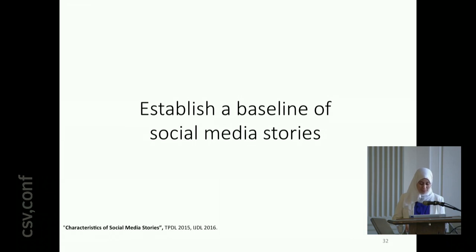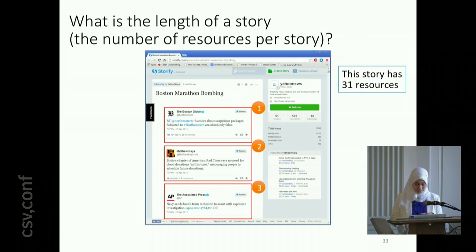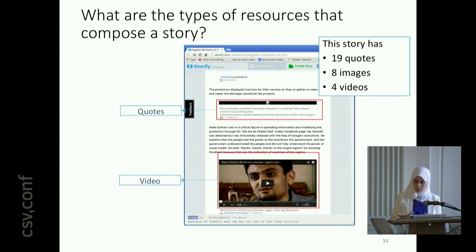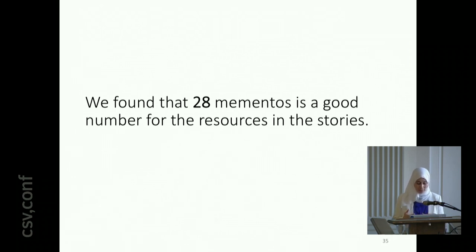First, establishing a baseline of social media stories. We grabbed thousands of stories from Storify, and we defined the popular ones based on their views over the time they have been on the web. Then we measured the length of these stories and the types of resources in them, to get a template of how people generate stories on social media. The summary is that 28 pages for a story is a good number. Most of the popular stories on Storify are around 28, and people tend to have more images in the resources they collect on Storify.